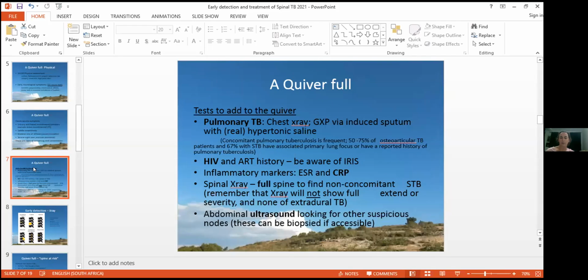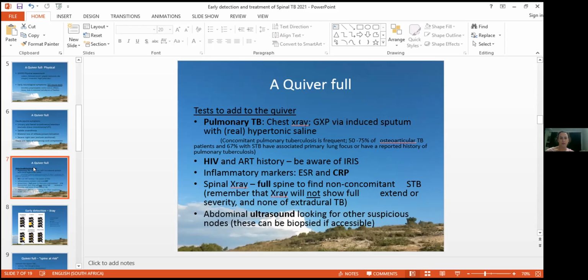So Nari mentioned some of the differentials. If you can exclude the common cancers for men and women in certain ages, then that's also helpful if you use that as a screen. HIV and ART history: a couple of times people have been put on ARVs and then later on come in with back pain, and you have to think that this could be an IRIS. So just keep in mind the time frames and the timelines.